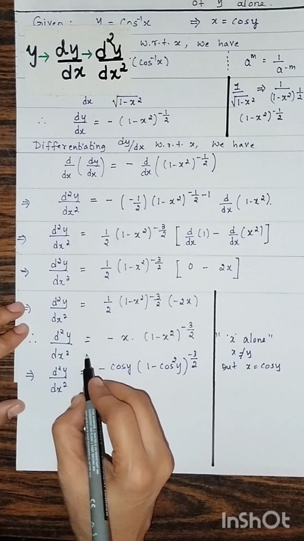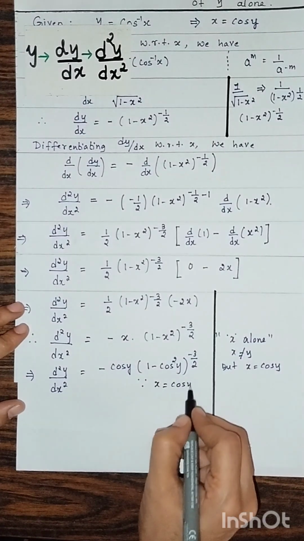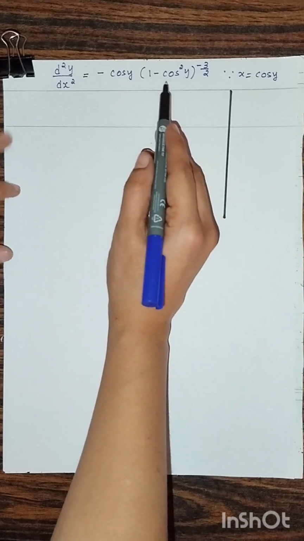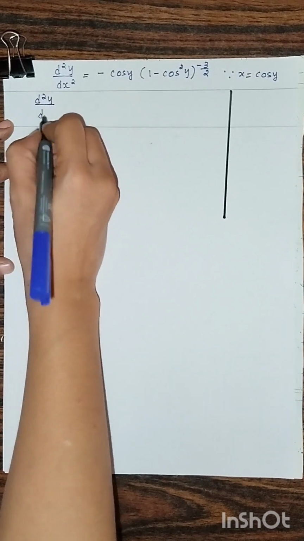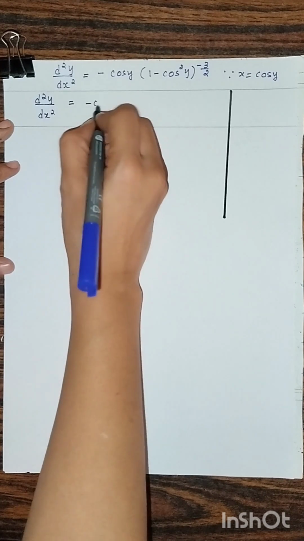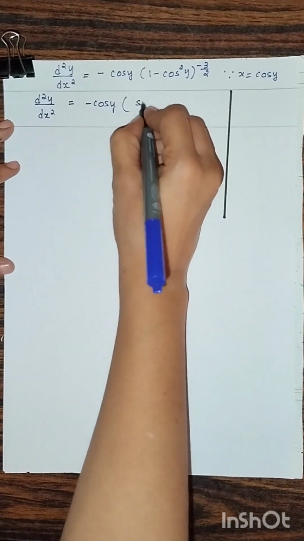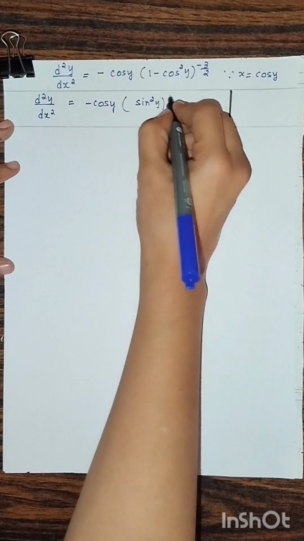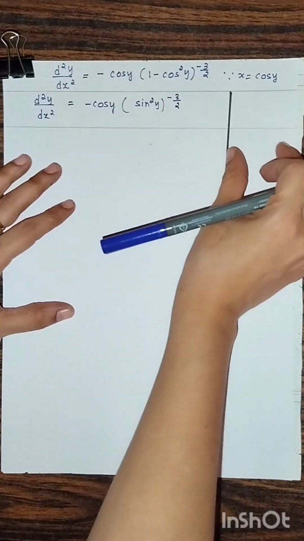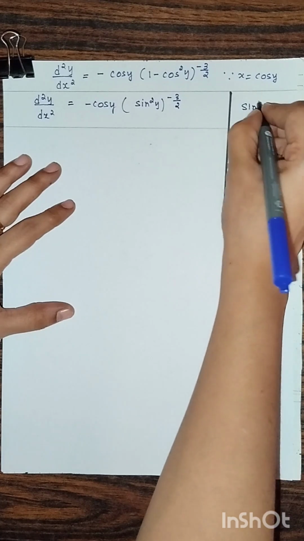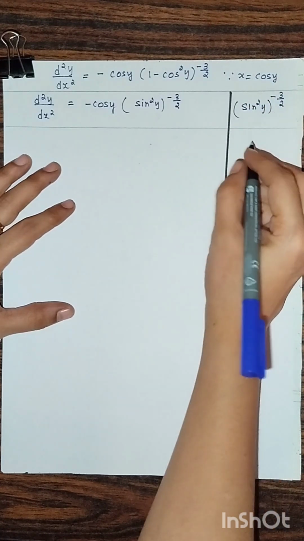So we'll write one statement here: since x is equal to cos y, I have written the previous step here once again. So now d square y by dx square is equal to minus cos y, and 1 minus cos square y will be sin square y, to the power minus 3 by 2. So now I will simplify this part here.